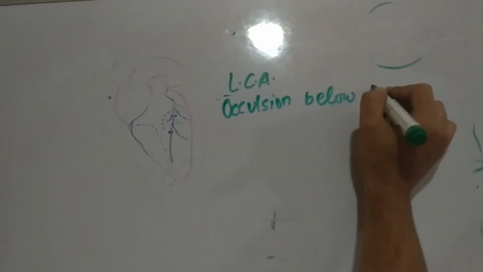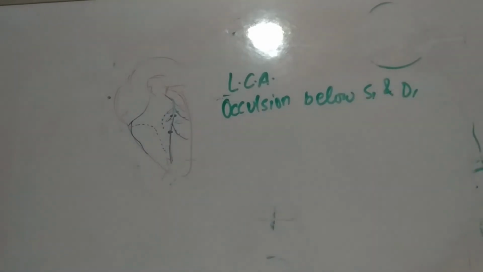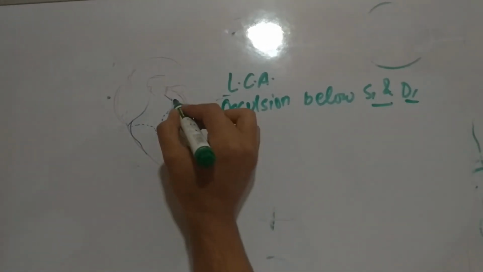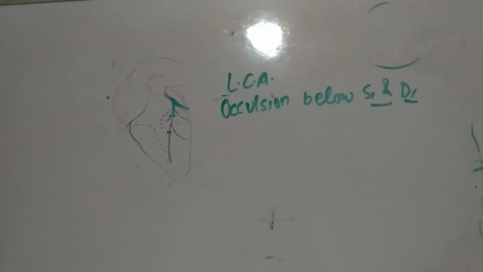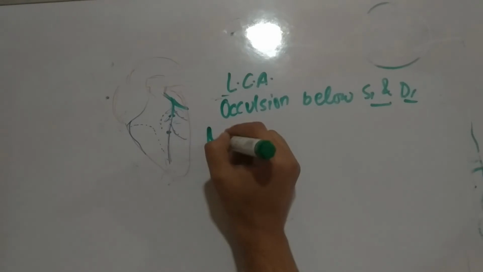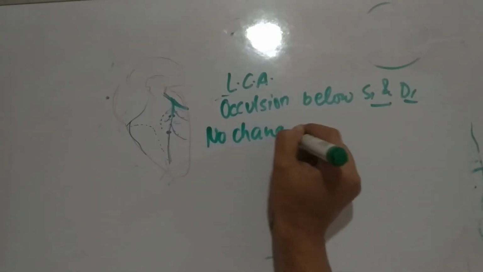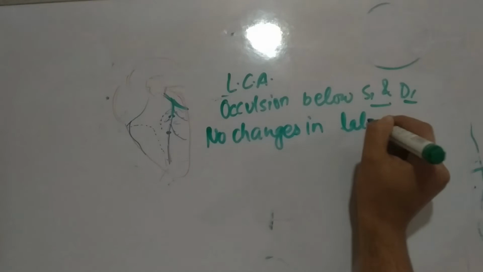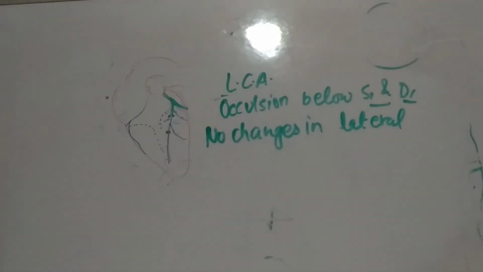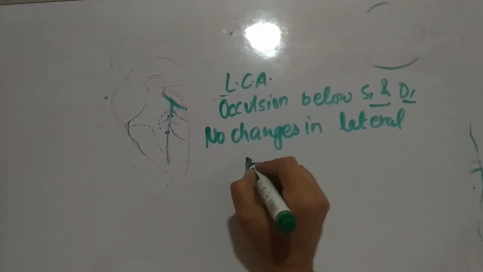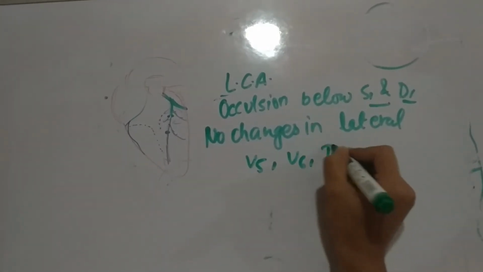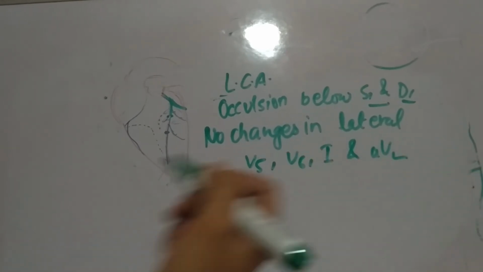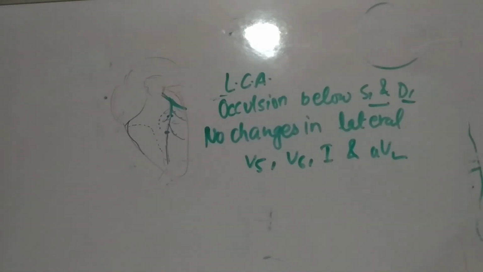below S1 and D1. So if the occlusion is below S1 and D1, then this lateral supply will be spared. So there will not be any harm to the left circumflex artery. So no changes in the lateral leads, isn't it? And what are the lateral leads? So the lateral leads are, okay, tell me, V5, V6, I and aVL. So no changes will be seen in here. No significant ST segment elevation and T wave will be seen.